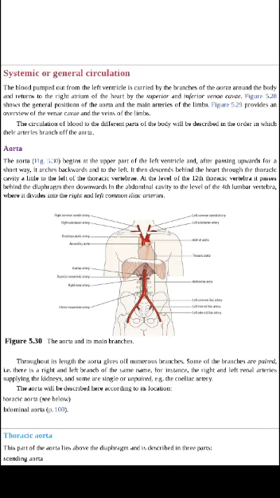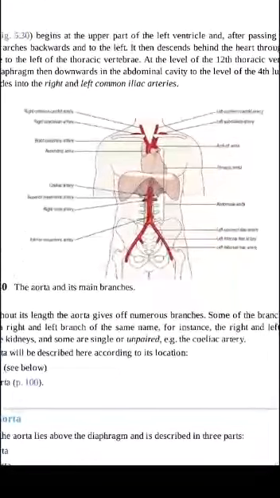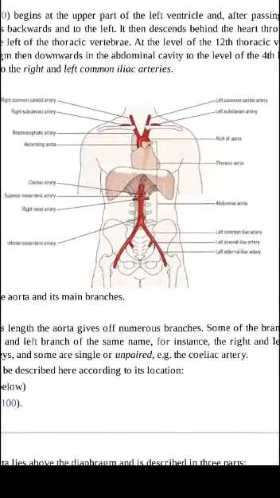So this aorta is a wide artery, you can say, which leaves the left ventricle. It then descends behind the heart through the thoracic cavity, a little to the left of the thoracic vertebra. So this is basically the anatomy of the aorta. At the level of the 12th thoracic vertebra, it passes behind the diaphragm and then downwards into the abdominal cavity to the left, to the level of the 4th lumbar vertebra, where it divides into right and left common iliac arteries. You can understand this whole paragraph with the help of this diagram.